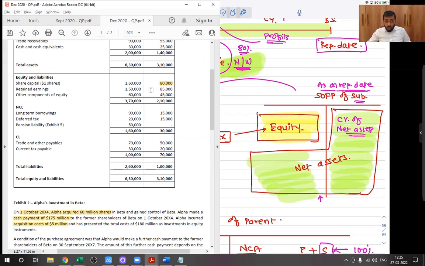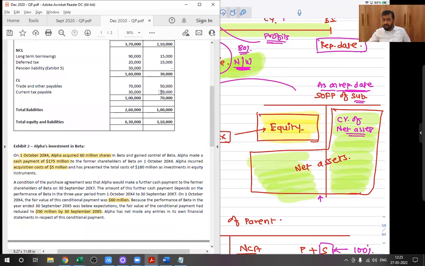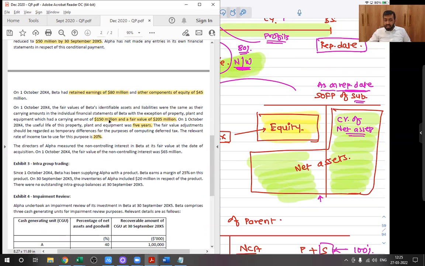Correct? So your equity is given for Beta, which, if adjusted with the fair value adjustment, gives you the fair value as on the date of acquisition. Am I right? Yes. That's the simple way of calculating the net worth as on the date of acquisition. Otherwise, you will always have this kind of question: why is this type of information given? This is the information provided about the acquiree's equity as on the date of acquisition. Why is that information given?